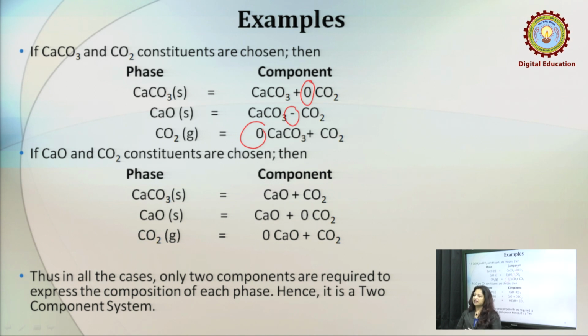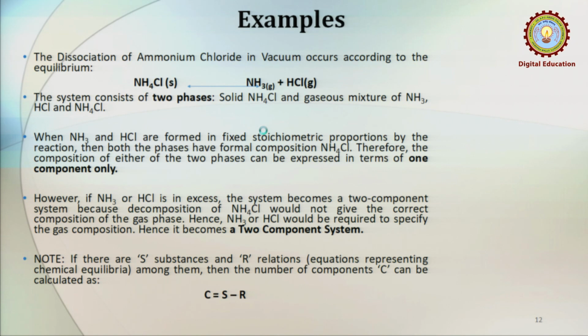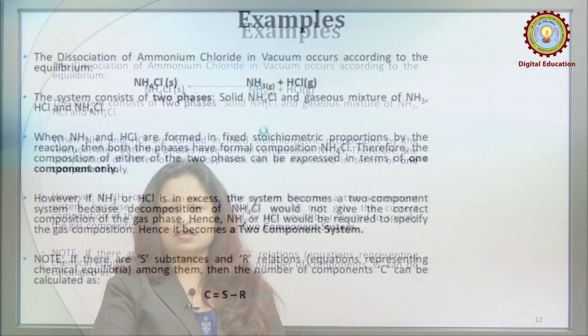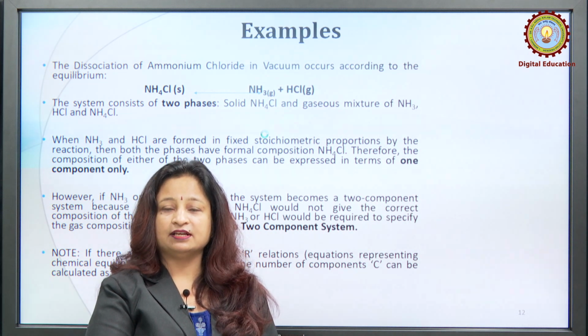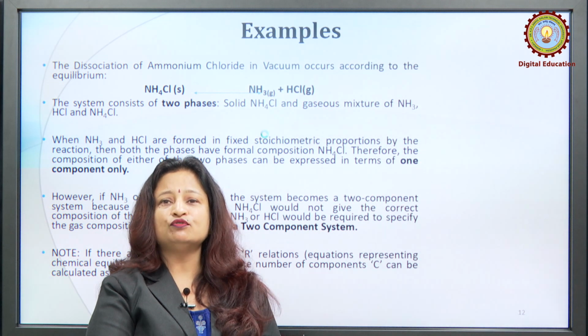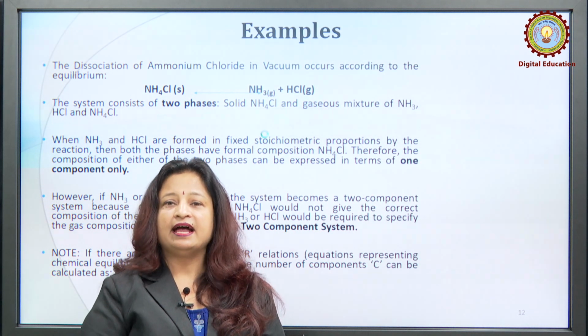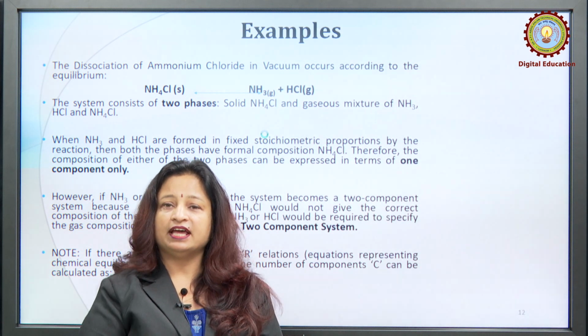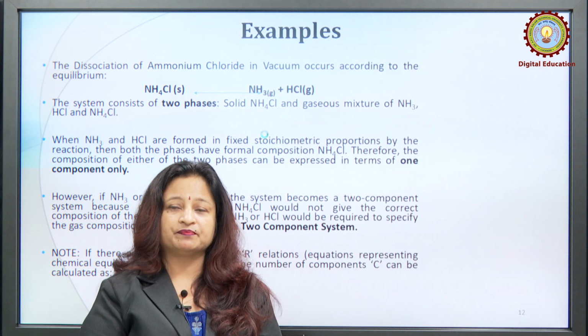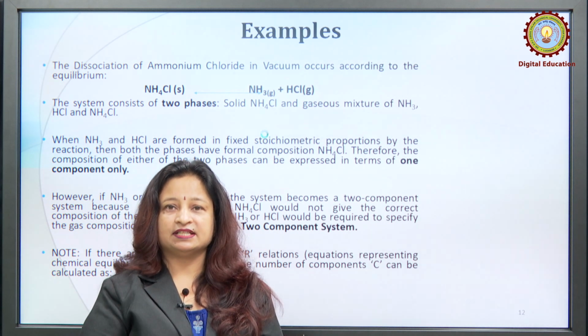So in the form of a chemical equation also, you can determine the number of components present in a system. Now let us consider another example, the dissociation of ammonium chloride. Solid ammonium chloride gets dissociated into gaseous ammonia and gaseous hydrogen chloride. So the system consists of two phases: solid ammonium chloride and a gaseous mixture of ammonia and HCl, and even vapors of NH4Cl are also mixed together. So in this way there are two phases present in the system.